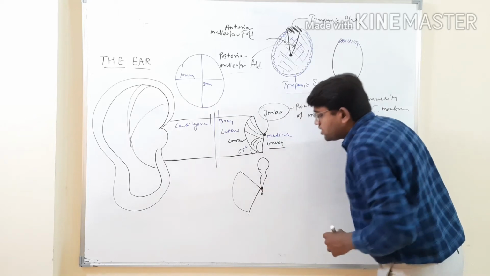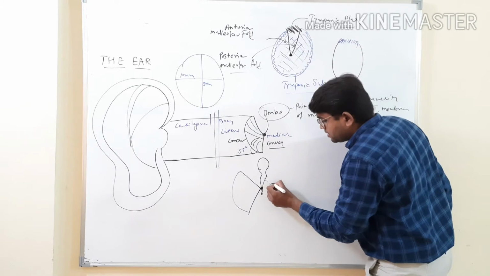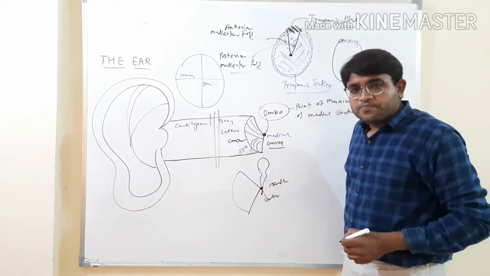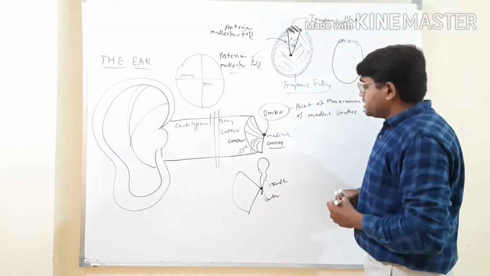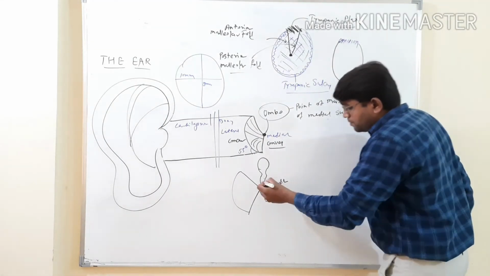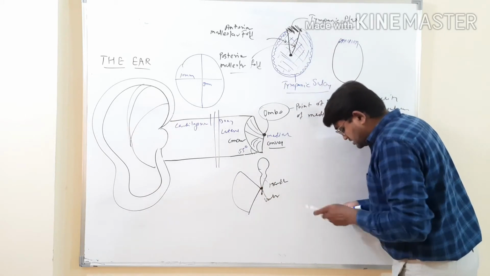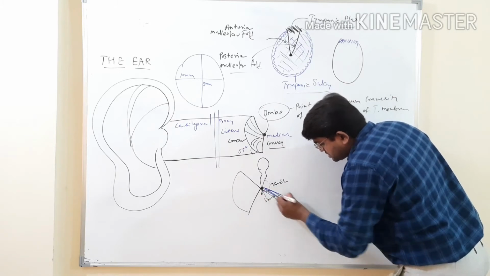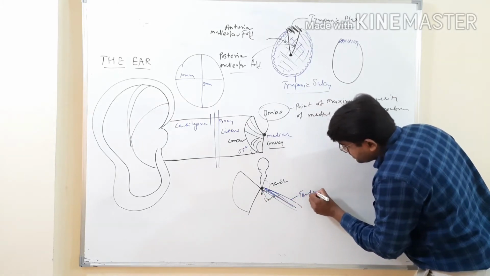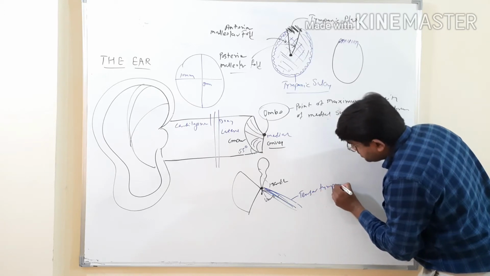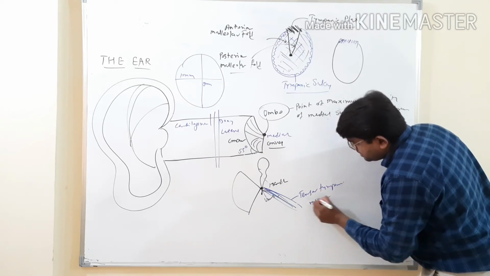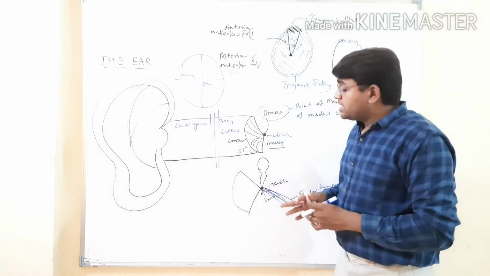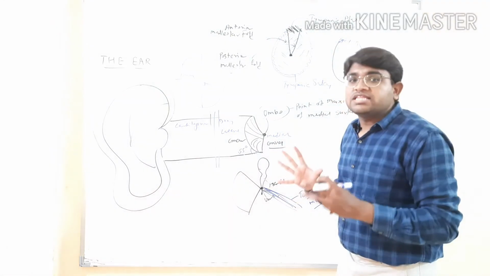Okay, and the handle of this malleus bone, this is the handle, this is the umbo, is attached with this umbo. Then on this handle of the umbo, one muscle is attached, and this muscle is known as the tensor tympani muscle. Which muscle? It is the tensor tympani muscle. So due to this tensor tympani muscle, the tympanic membrane always remains tense in nature.